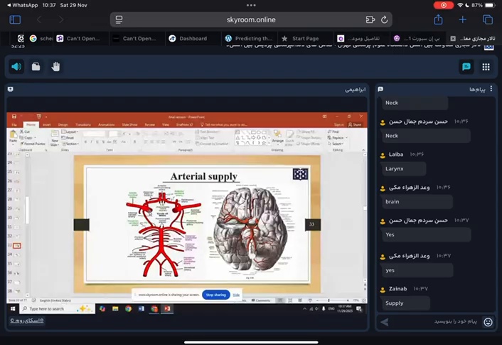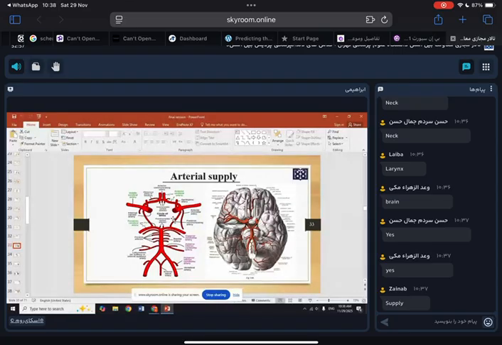So by means of these two arteries, anterior cerebral and middle cerebral, and also in the posterior part, we have the posterior cerebral, which arises from the basilar artery, we have one circle. You are seeing this circle. We call it the circle of Willis. Okay, the circle of Willis. By means of this circle, the blood supply for the brain is performed. Okay, by means of the circle of Willis.